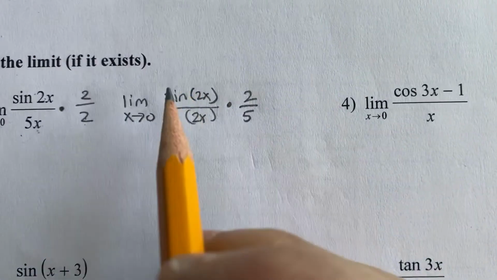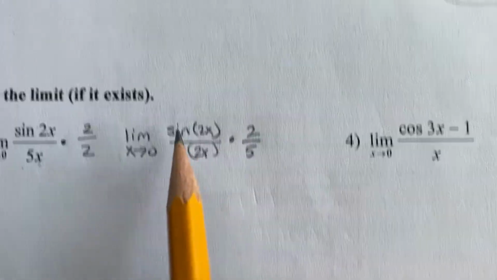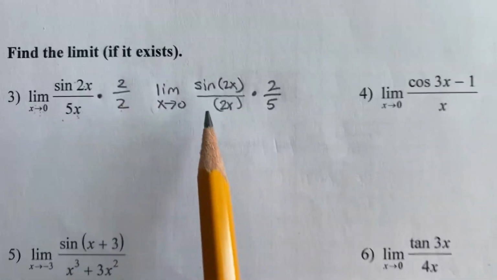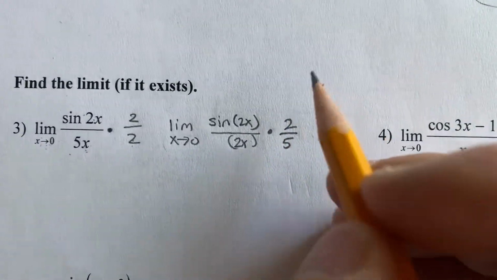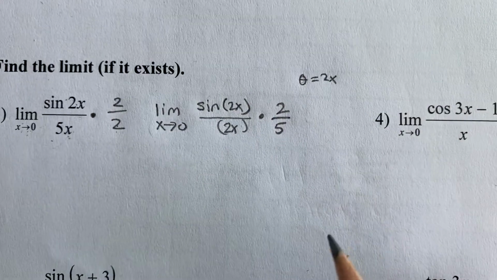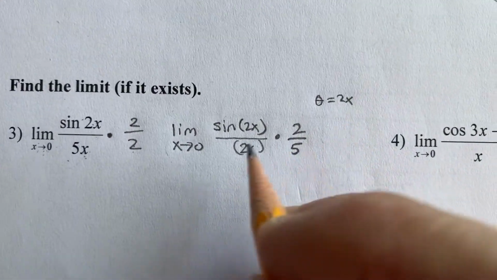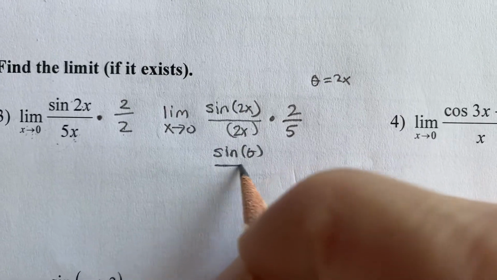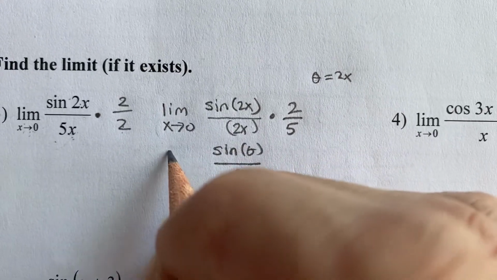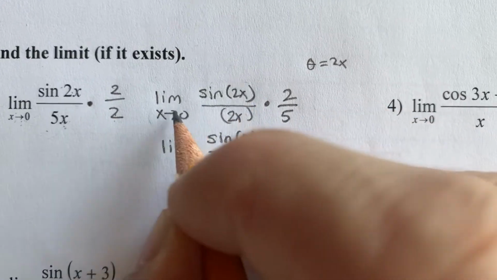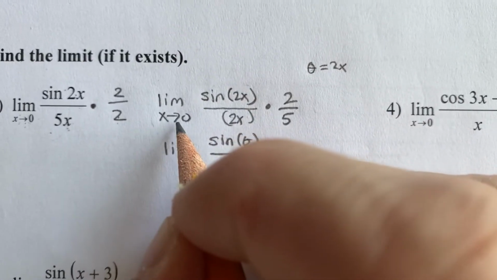All right, now, this value right here looks very, very similar to this. And what you can do is just do a quick substitution. You could say let theta is equal to 2x. And so if I substitute right here, sine of theta over theta. Now, your limit in this argument down here changes. Make sure you change this limit symbol as well, okay?